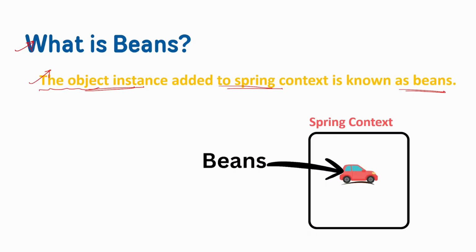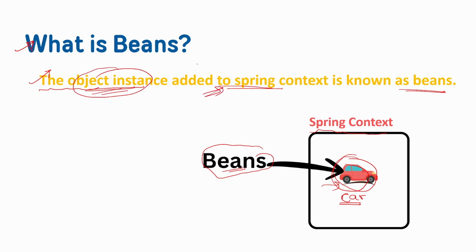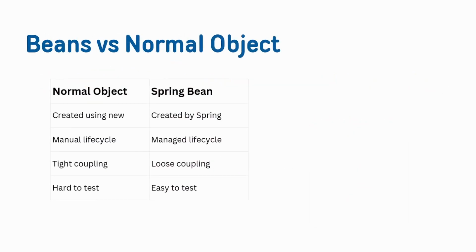For example, consider this example. This is the Spring context and we have added our car object instance to the Spring. Then this object is known as a bean. So beans are nothing but the object instances that are added to the Spring context. Have you understood? A bean is an object that is added to the Spring context.